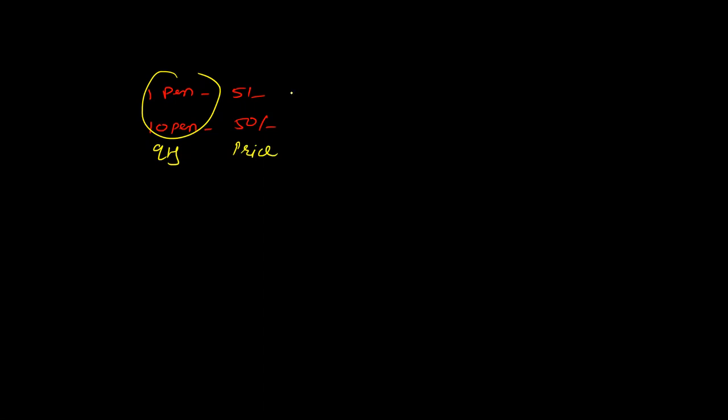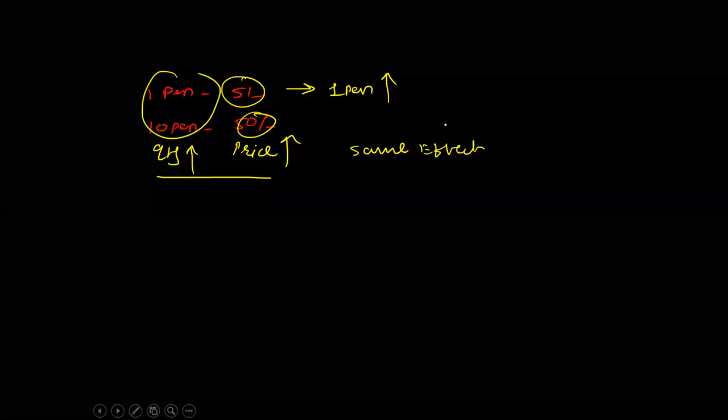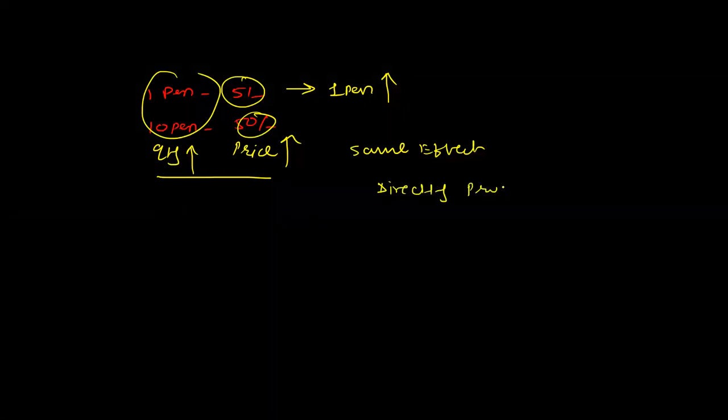So now see, in the first case, if there is one pen, you require only 5 rupees. If you increase the pen number, your quantity is increasing, and at the same time your price is also increasing. Am I right? It means there is a same effect. So this same effect is called what? We call this same effect as directly proportional. Remember this.